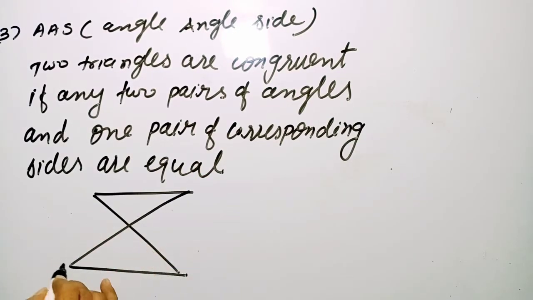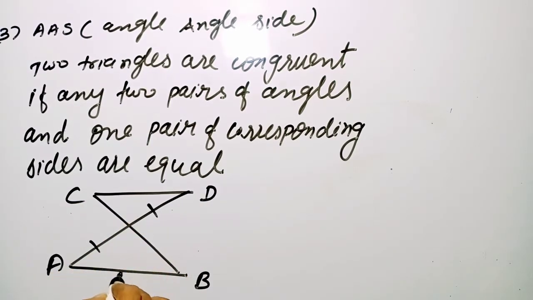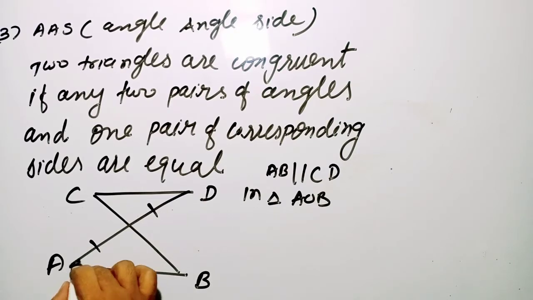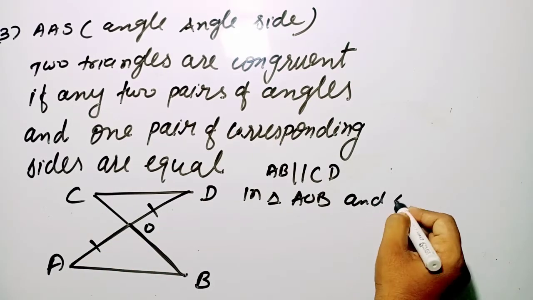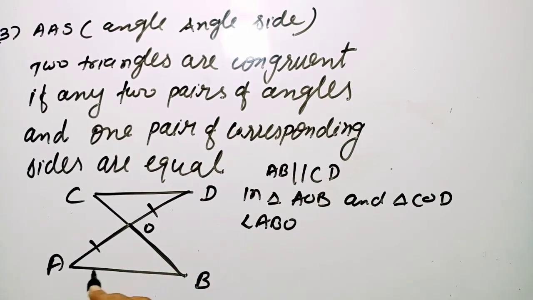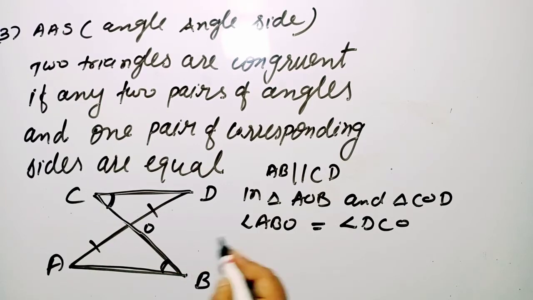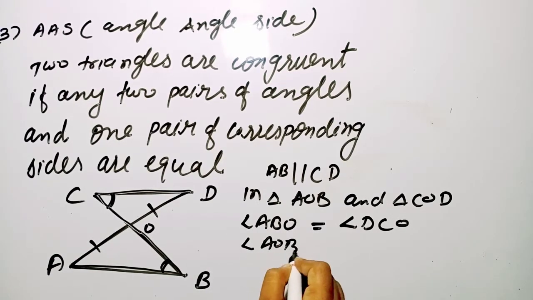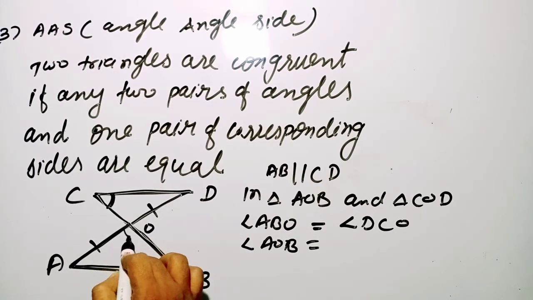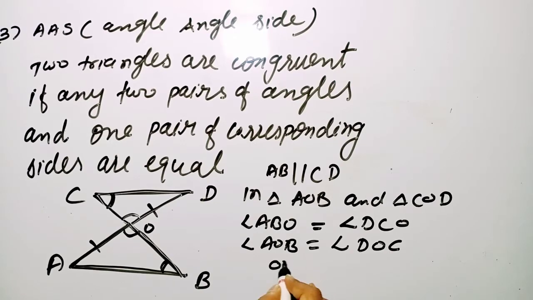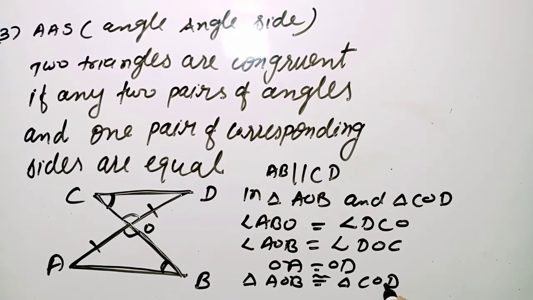For example, consider triangle AOB and triangle COD, where AB is parallel to CD and O is the intersection point. Here we see that angle ABO is equal to angle DCO, one type of alternate angle. Angle AOB is equal to angle DOC, and side OA is equal to OD. So we can say that triangle AOB is congruent to triangle COD, right students?